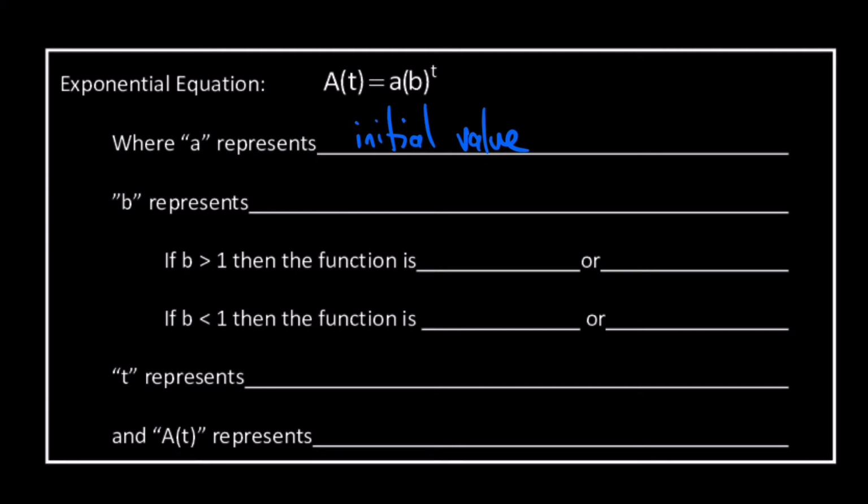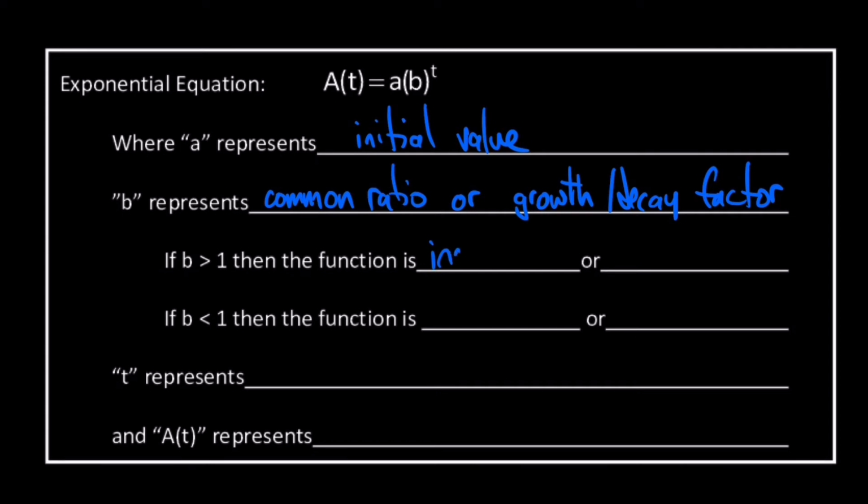B represents what we call the common ratio, or sometimes it's known as a growth or decay factor, depending on if that's more or less than 1. So if B is greater than 1, then the function is increasing or growing. If B is less than 1, then the function is decreasing, or we say decaying.